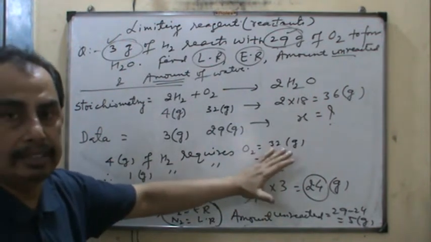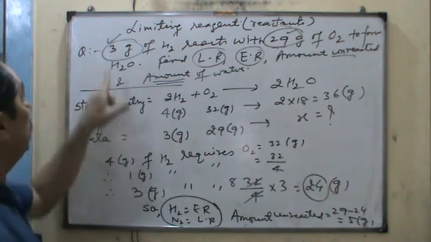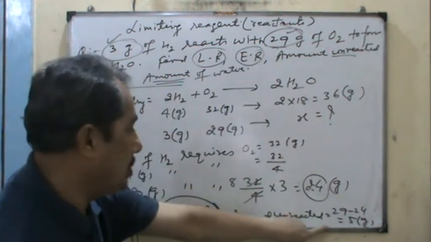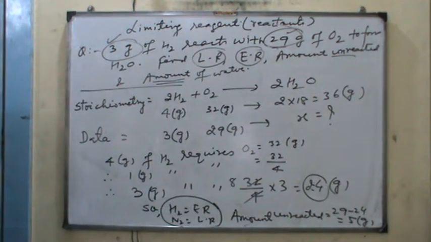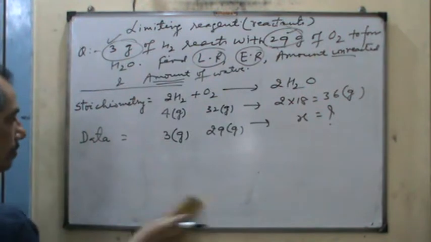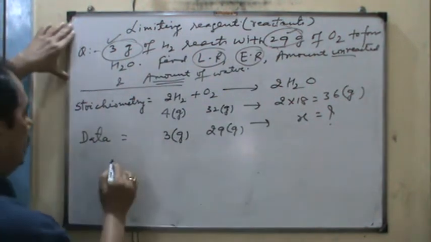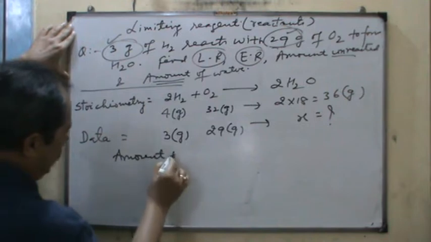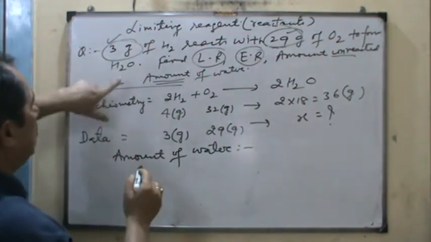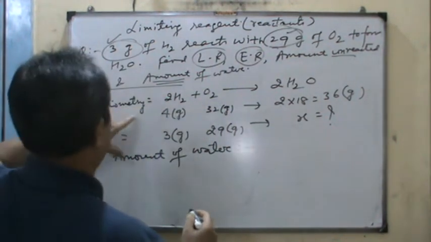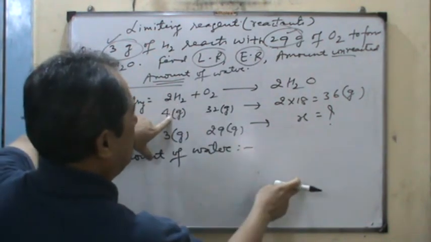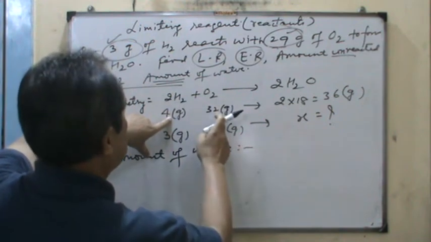Apply the unitary method, then you get the answer. Therefore 3 gram is already supplied, 24 is the answer, amount provided 29, difference is 5 gram. Now the amount is to be calculated. See, amount of what, my dear students? Which is the limiting reagent? Hydrogen is the limiting reagent, and oxygen is the excess reagent.